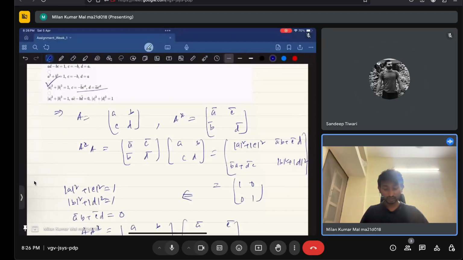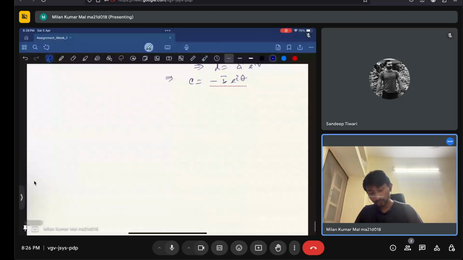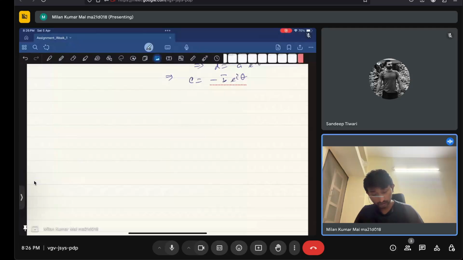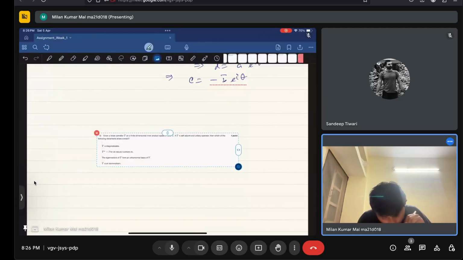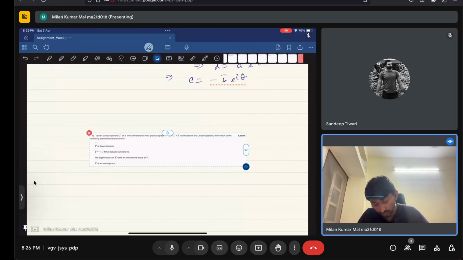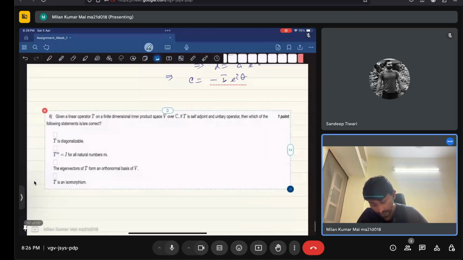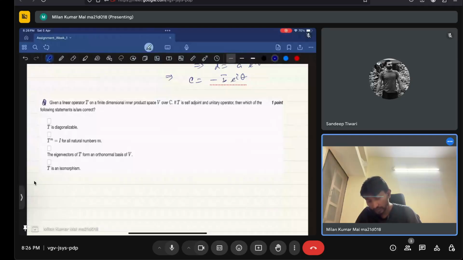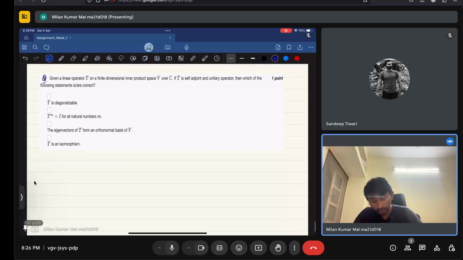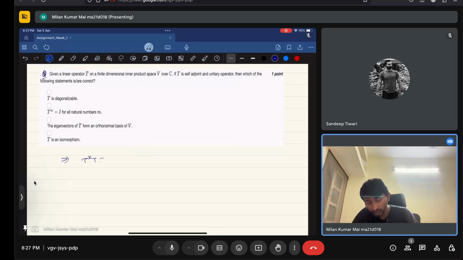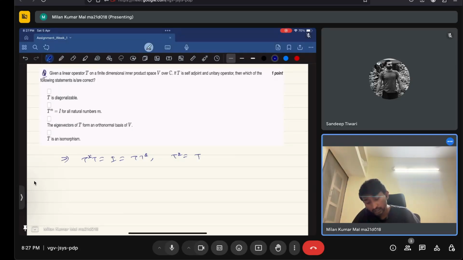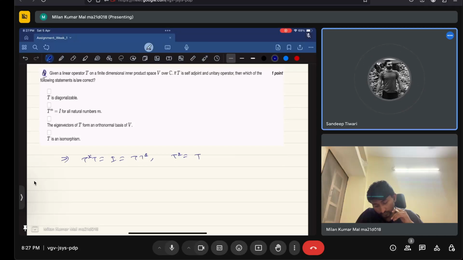Okay, let's do one more problem and then I'll stop. I'll take an easy one now. Given a linear operator T on a finite dimensional inner product space V, T is self-adjoint and unitary. So T star T equals identity equals T star T, and T self-adjoint means T star equals T. Which of the following statements is or are correct? First is correct, second is not correct, third is correct, fourth is correct.